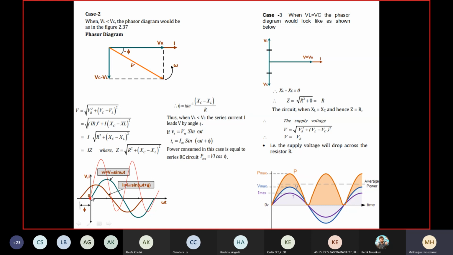Correct? Then, where is that current? For that current, you should understand the phasor diagram. From this phasor diagram, you have to get the relationship between voltage and current representation. How is that current? Current is leading with respect to voltage by an angle phi. When we have sinusoidally varying quantities represented as a vector, I can retrieve the nature as Im sine omega t plus phi.